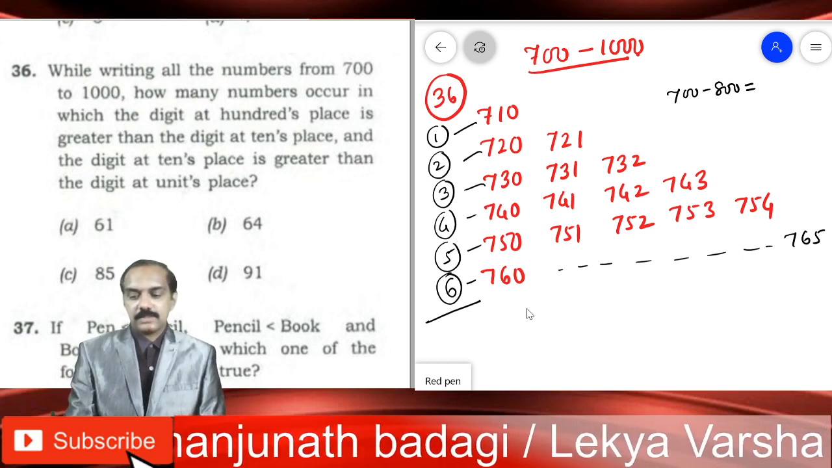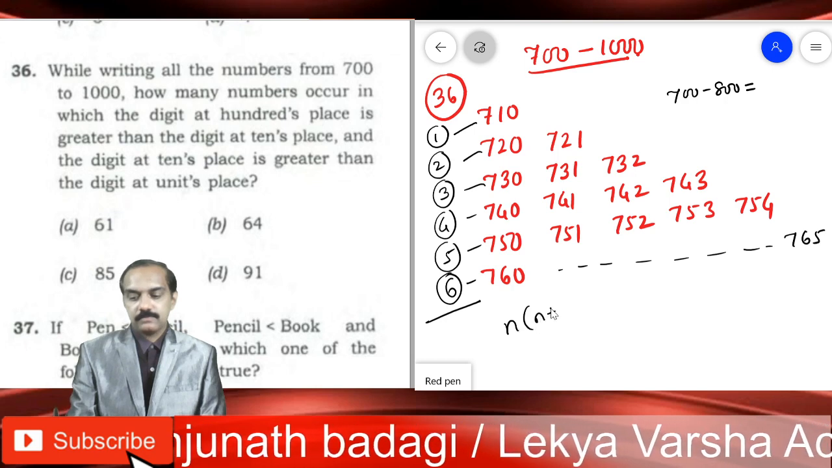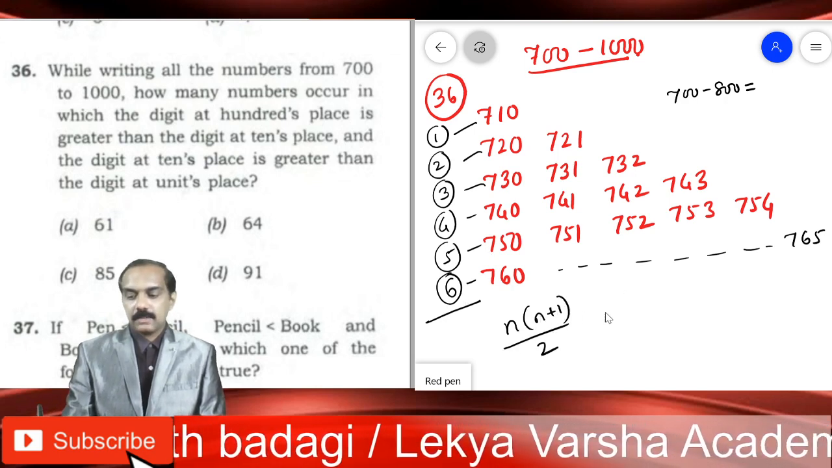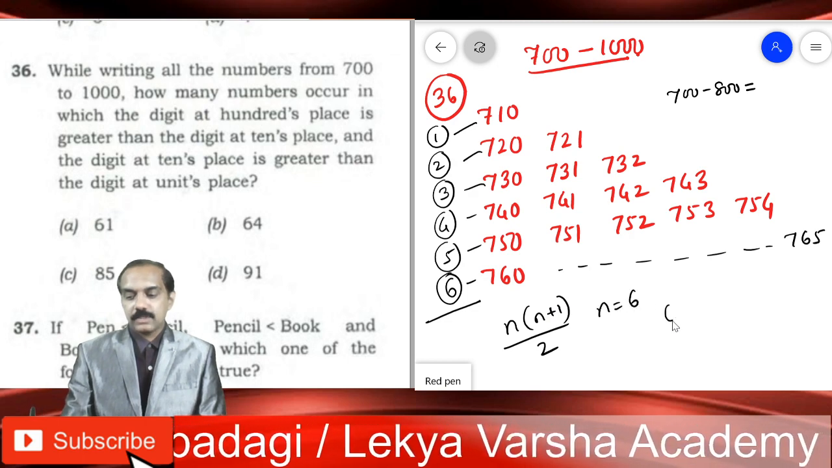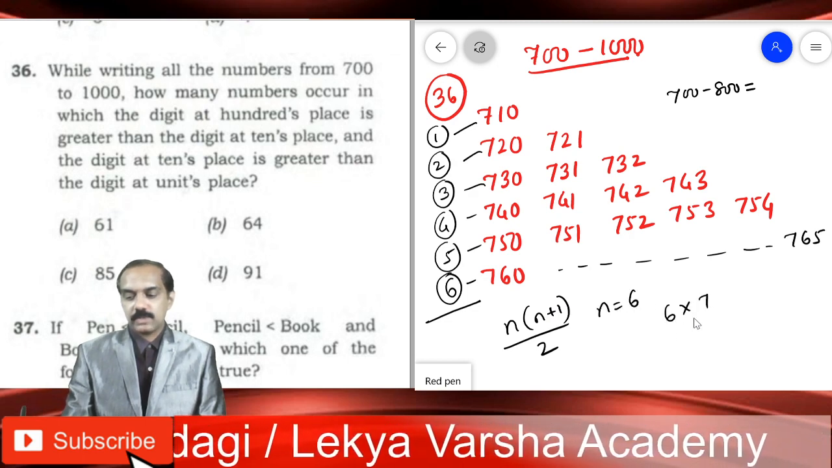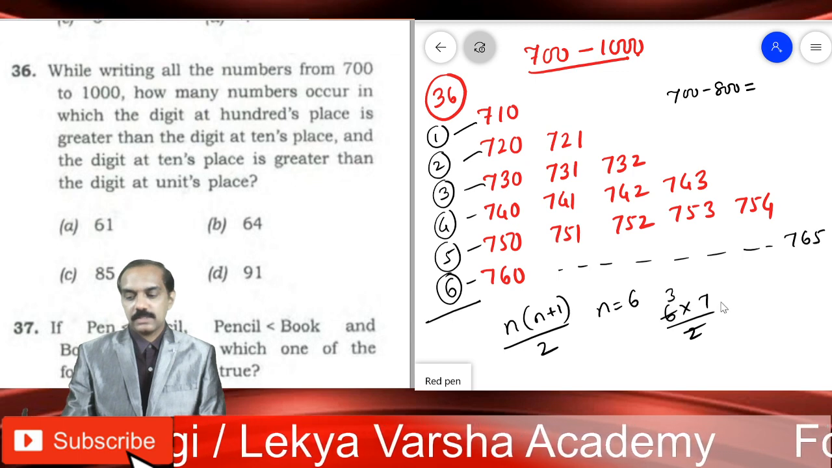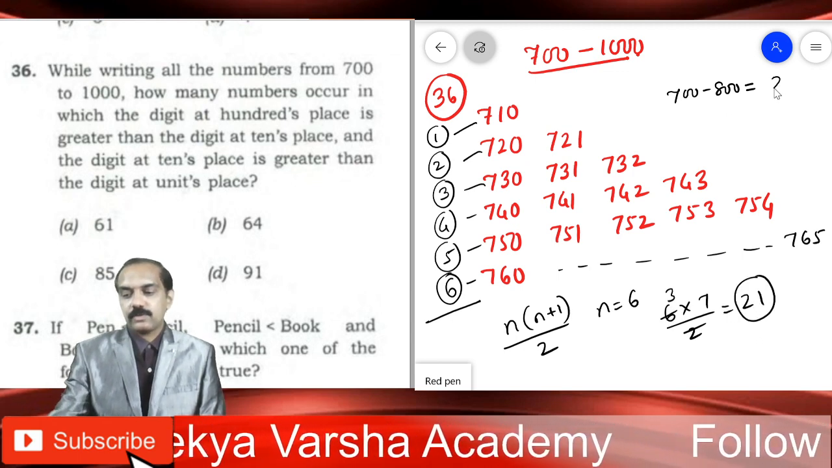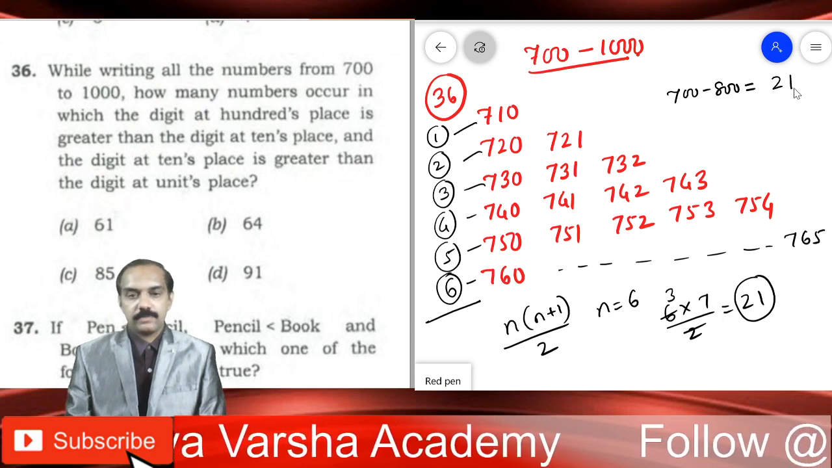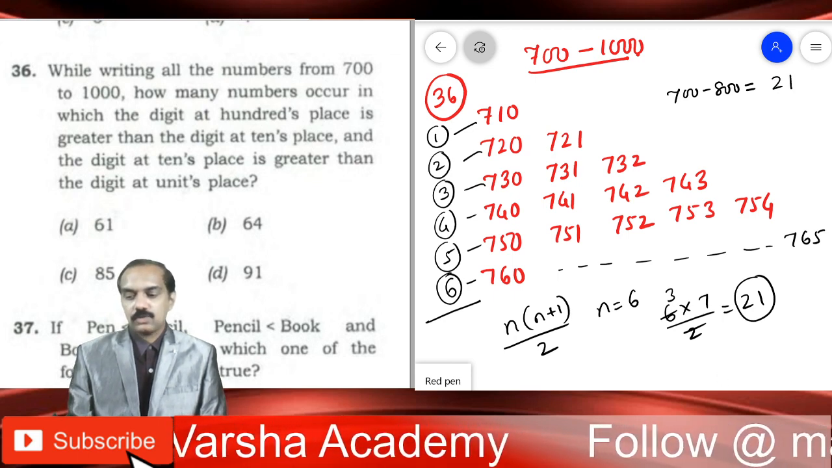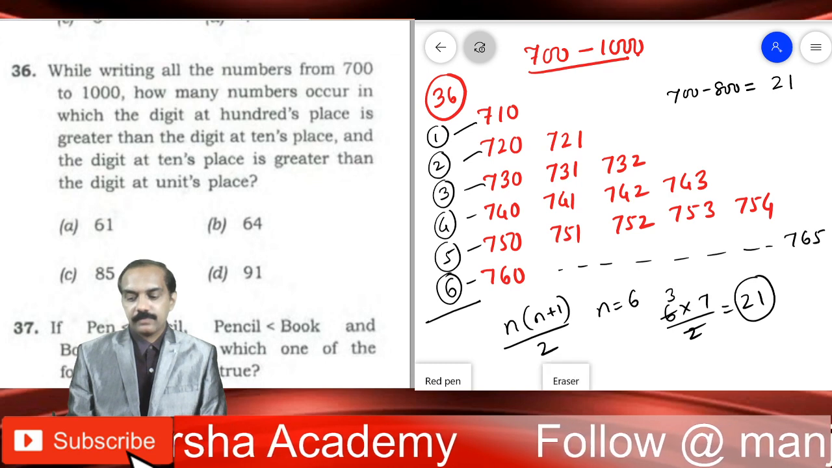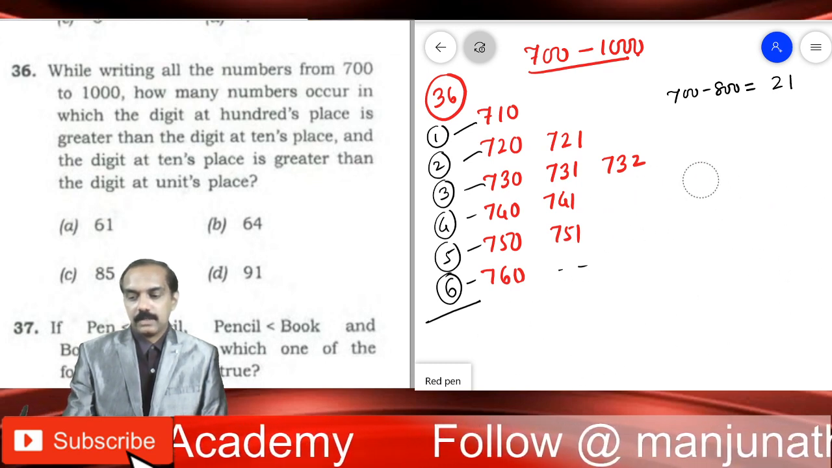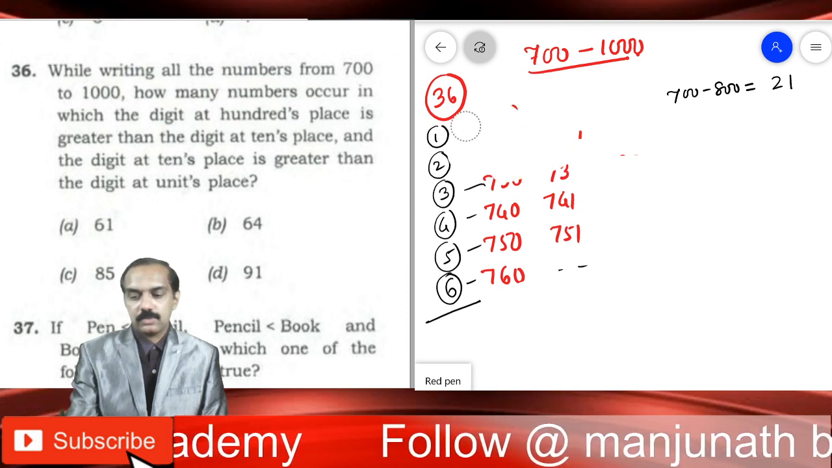So how to add all these numbers? This is the formula which you can use to add from 1 to 6. N will take 6 here. So 6 into 6 plus 1 is 7 by 2. 2 ones are 2, 3 sevens are 21. It only means from 700 to 800 it is 21. Now moving on to 800 to 900.